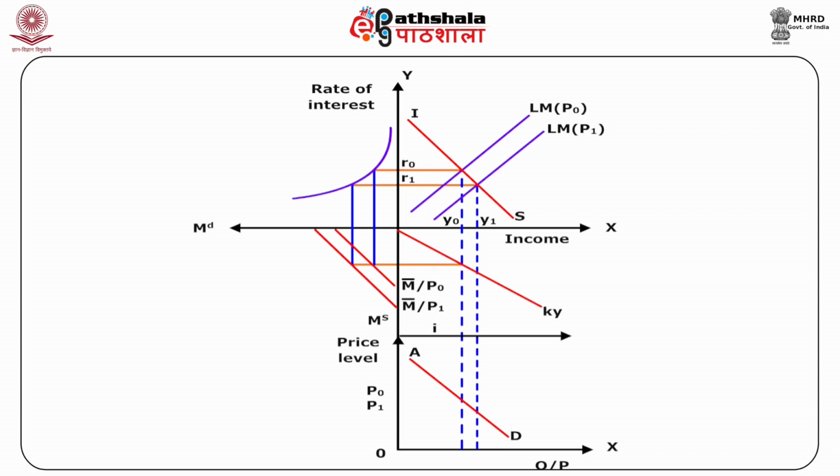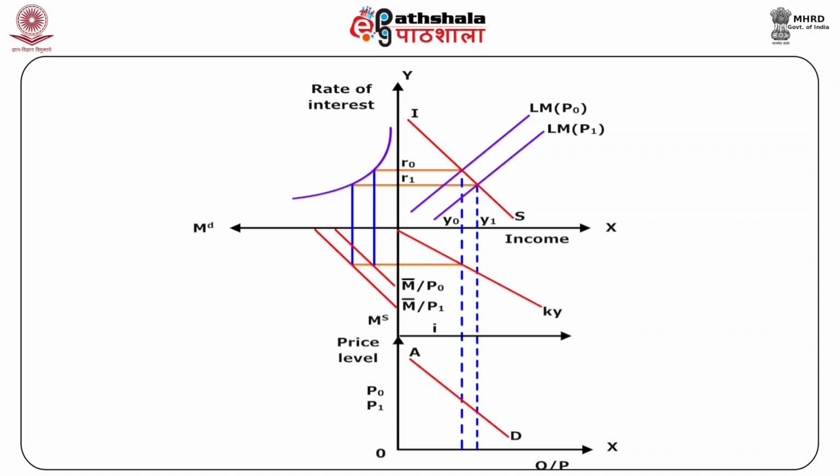Now, in the fifth quadrant, on the x-axis we have output or production, or you could call it aggregate demand. In equilibrium, it would be aggregate demand, and on the y-axis in the fifth quadrant we have price level. P0 is a higher price level and P1 is a lower price level.